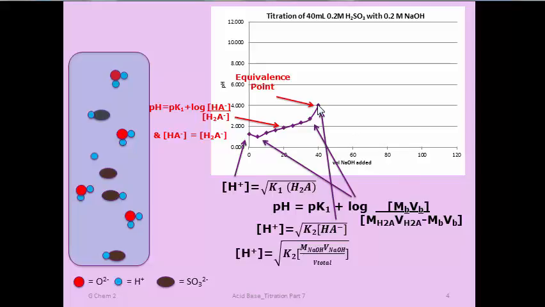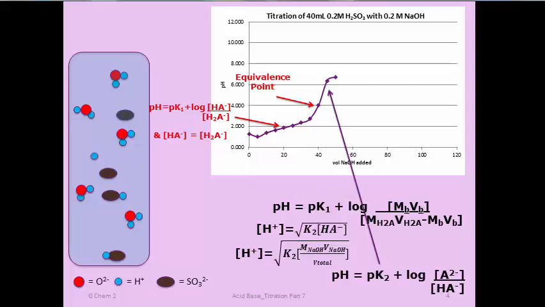Then you move on, and the hydroxides come in, they start to take off the second proton. So you enter a second buffer zone, and you can imagine the second buffer zone still is going to use the Henderson-Hasselbalch equation. The only difference is now you have to walk your way through. This is the second deprotonation, so you're using the pK2. It's a log of A2 minus, in this case the sulfite anion, over the hydrogen sulfite.